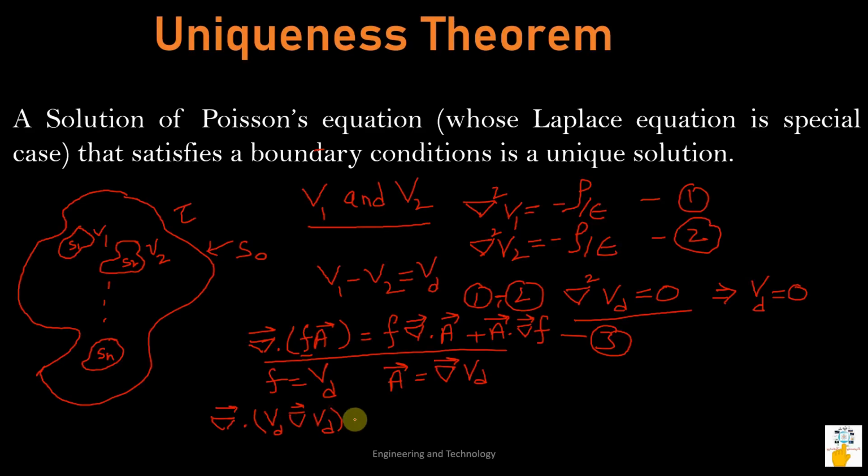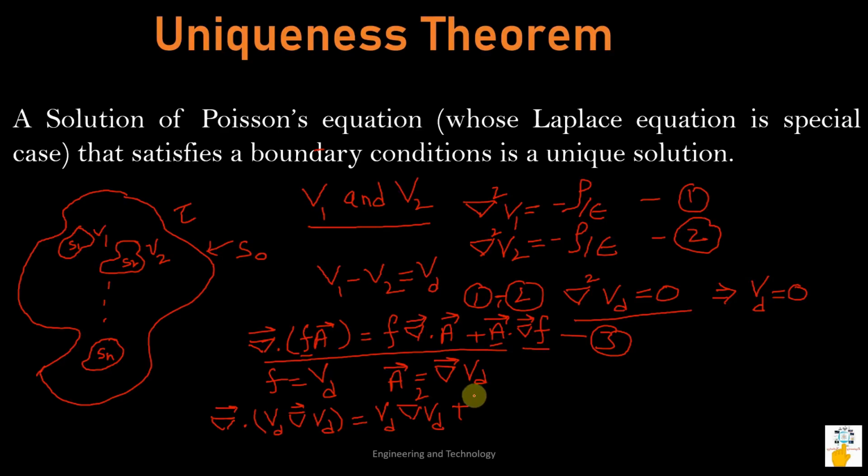Del Vd is equal to, what is the value of A? F. This is Vd. Then this value of A. So del dot del Vd, that will be equal to del square Vd. Plus, what is A? A is del Vd. So this is del Vd. This is del Vd.